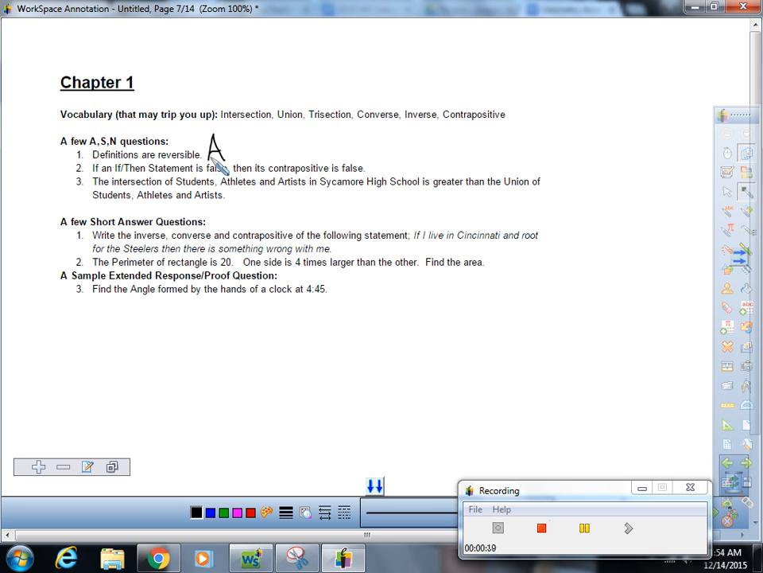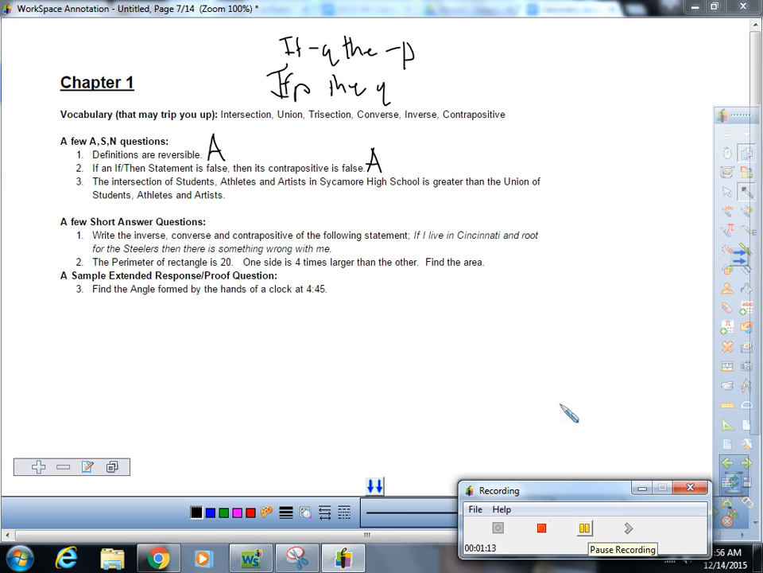Then, for the second one, this is also always true. If a statement is false, then the contrapositive is false. This is true because of what a contrapositive is. If you had a statement, if P, then Q, then the contrapositive would be if opposite Q, then opposite P. So these two are the same.